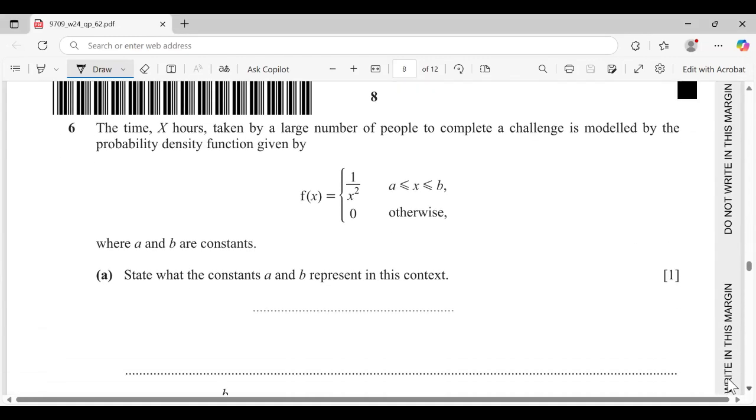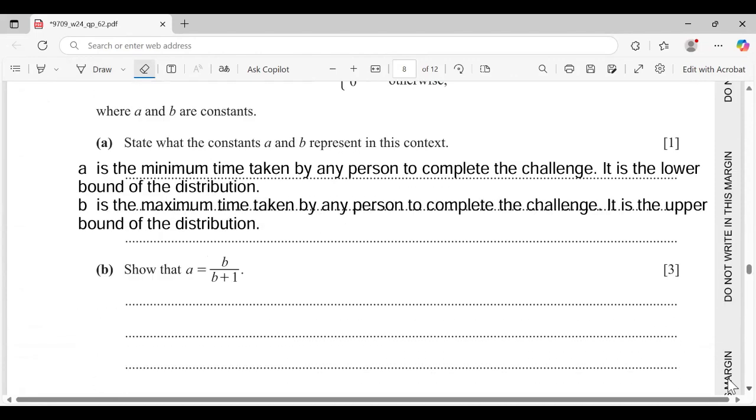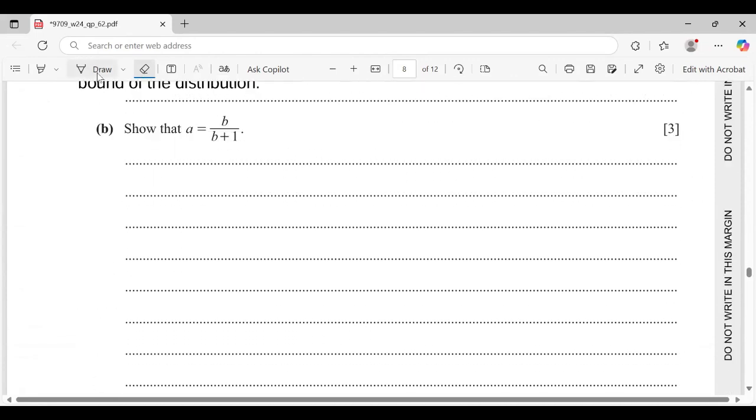Number 6. The time X hours taken by a large number of people to complete a challenge is modeled by the probability density function given by this function, where A and B are constants. State what the constants A and B represent in this context. I have provided my answer to this question. Part B: show that A equals B over B plus 1.